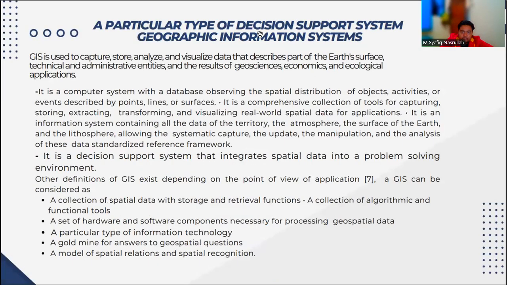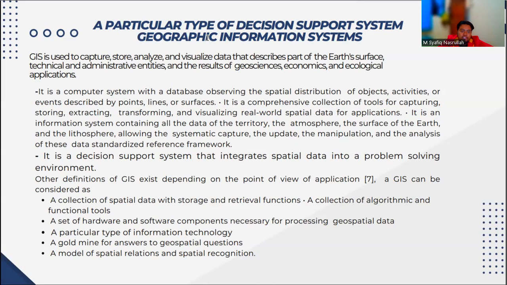Next one is a particular type of decision support system, the geographic information system. GIS is used to capture, store, analyze, and visualize data that describe part of the Earth's surface, technical and administrative entities, and the results of geoscience, economic, and ecological applications. With GIS, we have a decision support system that integrates spatial data into a problem-solving environment. Other definitions of GIS exist depending on the point of view of applications.